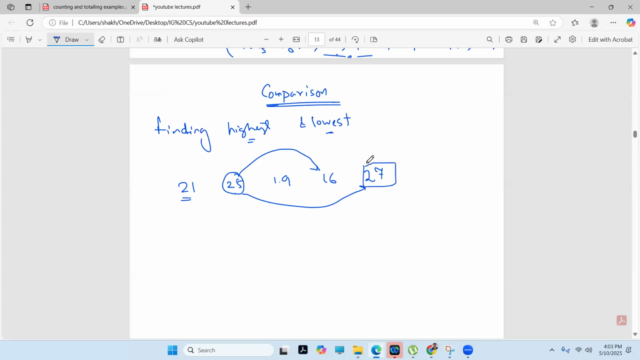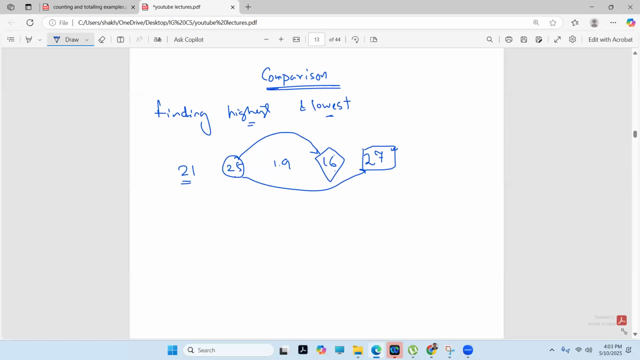So highest is 27. How can you find the lowest? We'll compare 21 with 25, so 21 is the lowest. 21 will compare with 19, so 19 is the lowest. 19 will compare with 16, 16 is the lowest. So 16 is the lowest temperature. Then we'll print 27 is the highest and 16 is the lowest.